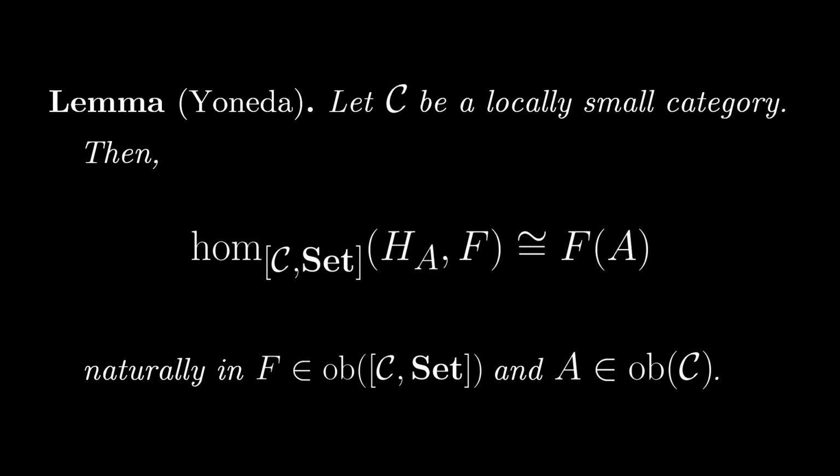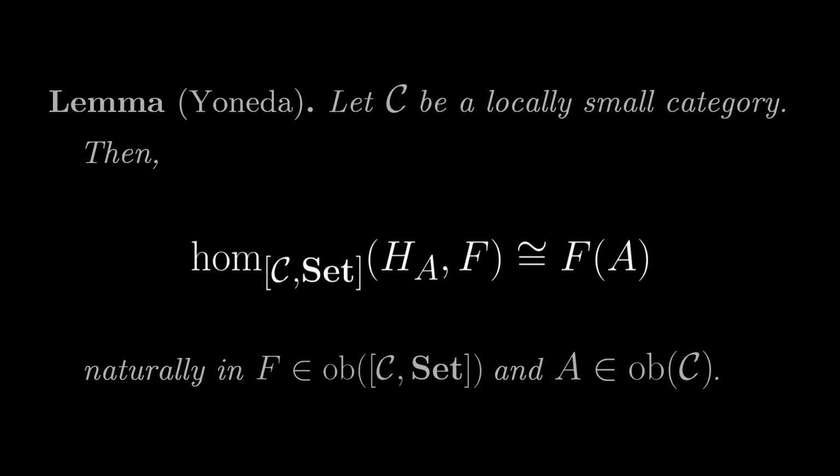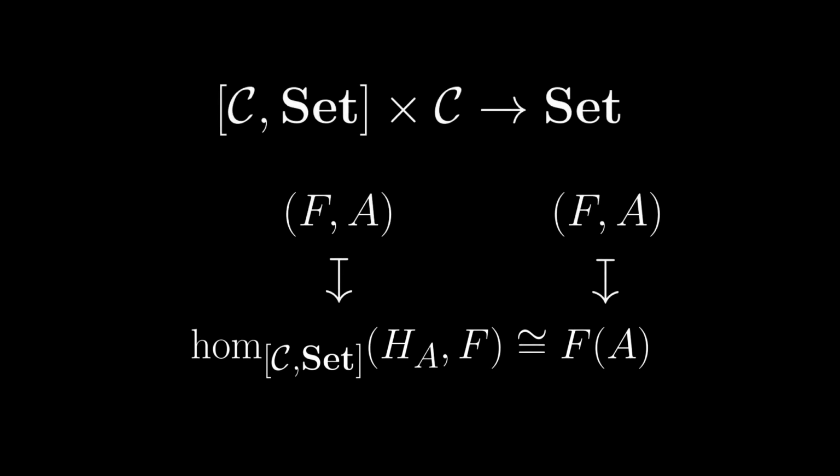We should unwrap what this is saying in exact terms. Firstly, there is an isomorphism of sets, so there is a bijective function between the Hom set of natural transformations from the Hom functor at A to F, and F of A. There are exactly as many natural transformations from h_A to F as there are elements of F of A. Secondly, this isomorphism is said to be natural in A and F, suggesting that both sides are functorial in both A and F. Precisely, we can regard the left and right sides of this expression as bifunctors from the product of the functor category [C, Set] and C to Set, and the Yoneda Lemma states that these functors are naturally isomorphic.